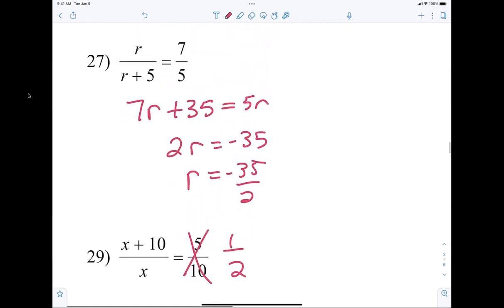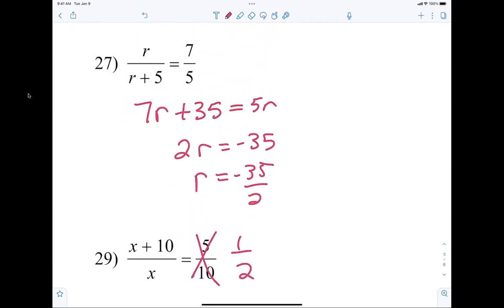Negative 15. Try negative 2. It's 5 minus 35. So you're saying I made a mistake? 5 times R is what? 5R, not 5. 7 times R plus 5 is 7R plus 35, right? That's good.